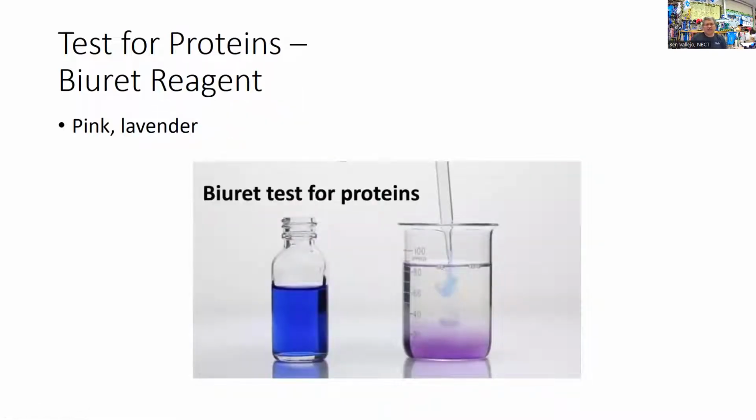And then finally, the test for the proteins will give you a pink or lavender color. You can see in the picture that you have a dark blue test called Biuret, and in the presence of proteins, these guys turn purple. And this is a quantitative test, and it'll turn to richer, darker shades of purple in the presence of more and more proteins. Okay. All right. So that is what we are going to do today.